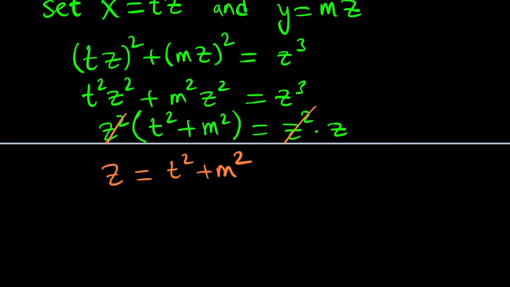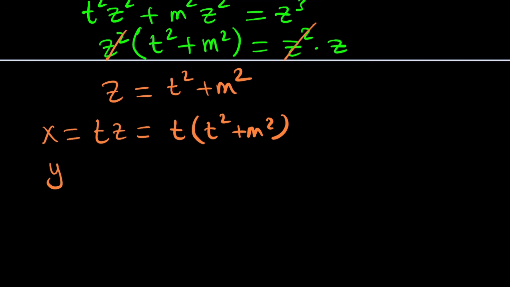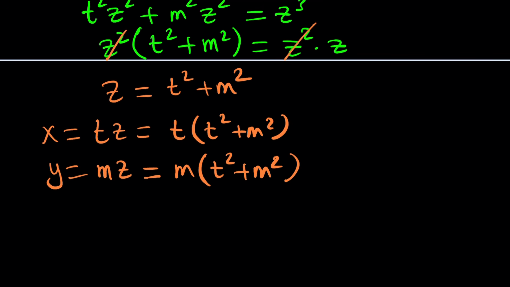But that's not it. We can also find x and y from here because they depend on z, remember? X is equal to tz, so x can be written as t times the quantity t squared plus m squared. And since y is equal to m times z, remember that's when we assumed that they're both divisible by z or multiples of z, this gives us m times the quantity t squared plus m squared. And you can definitely verify this by way of substitution, right? So we get this interesting trio.